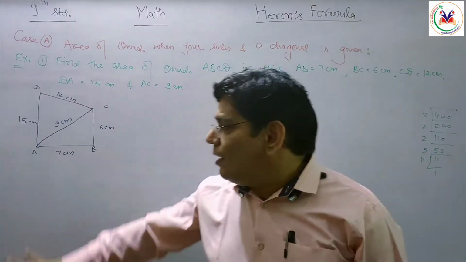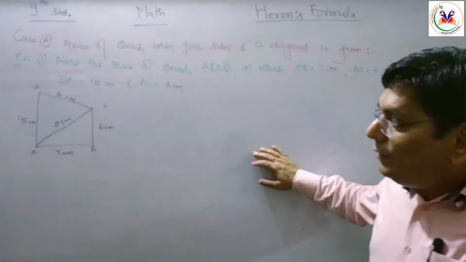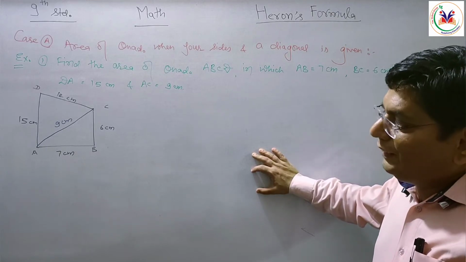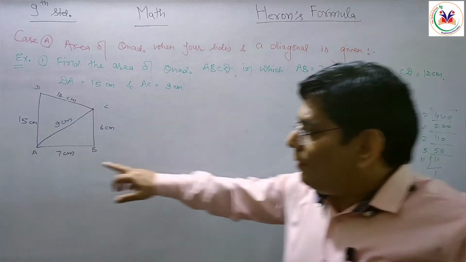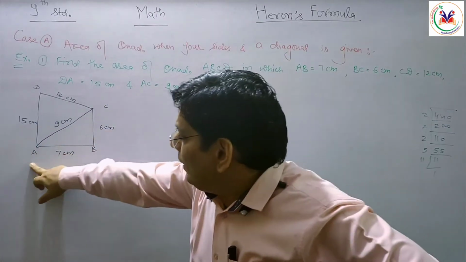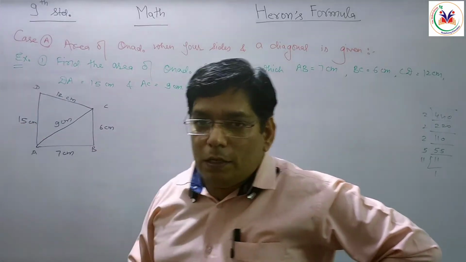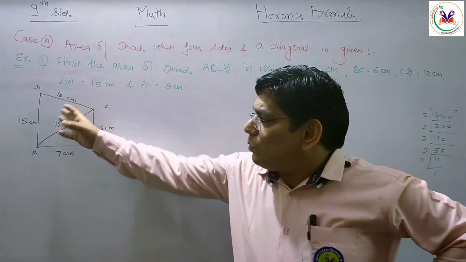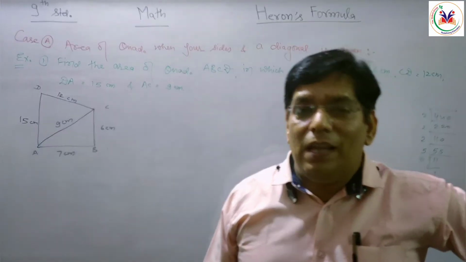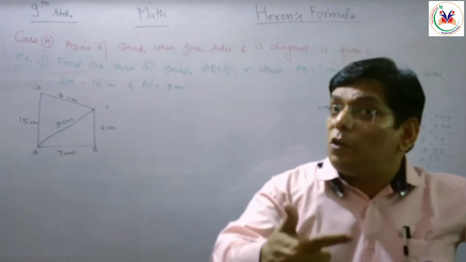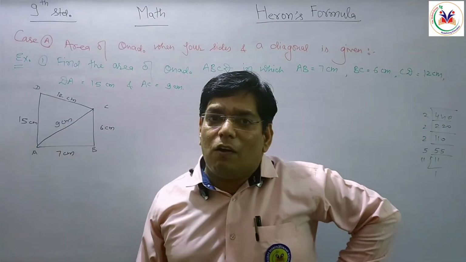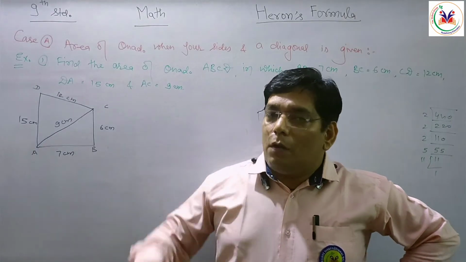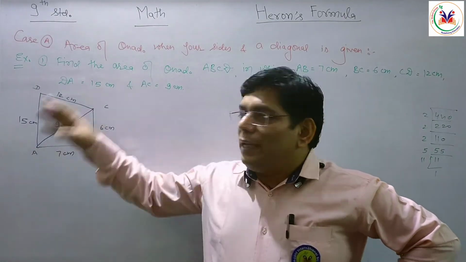In that ABCD, we can clearly observe that this quadrilateral can be divided into two different triangles, that means triangle ABC and triangle ACD. So if you want to calculate the area of the quadrilateral, we have to divide it into two triangles and, using Heron's formula, calculate the area of both triangles separately. After that, adding both areas, you will get the area of the quadrilateral.